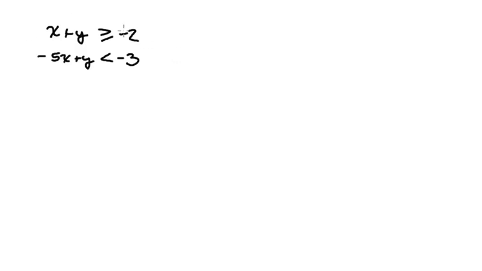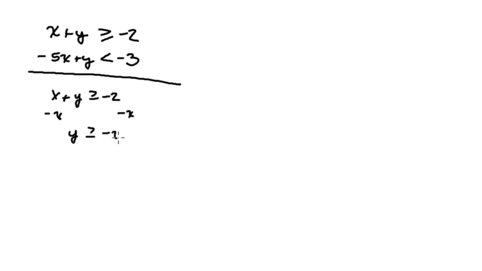So I'm going to graph these. These are both linear, they're lines. So to graph them, I'm going to put them into slope-intercept form. So I'll start with this first one. X plus y is greater than or equal to negative 2. Subtract x from both sides. Y is greater than or equal to negative x minus 2. Okay, so now I have this one solved for y.